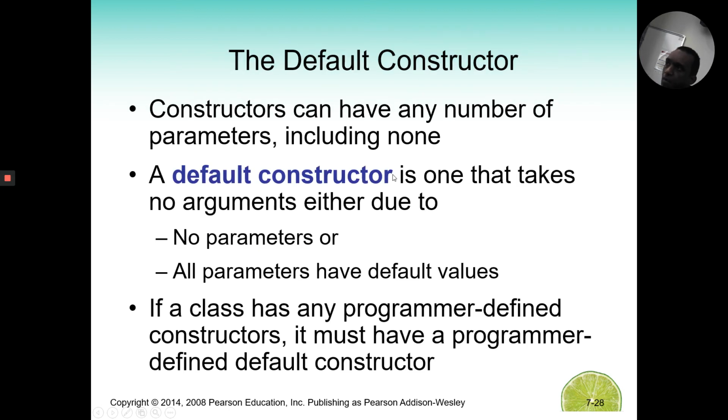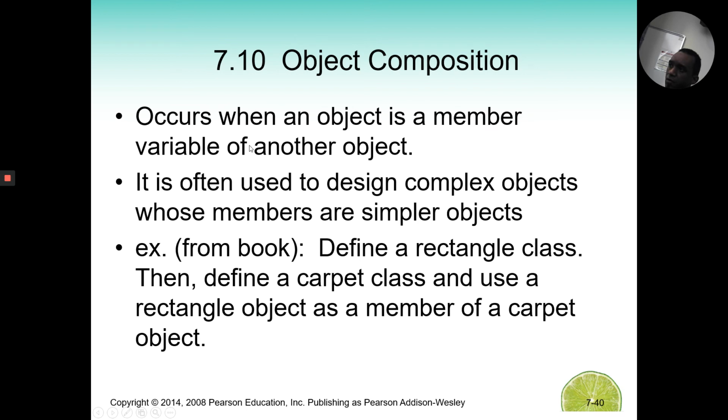You have what's called the default constructor. It can have any number of parameters, including none. A default constructor is one that takes no arguments, either due to no parameters, or all parameters having default values. Object composition occurs when an object is a member variable of another object. It's often used to design complex objects whose members are simpler objects. Even think about it in terms of math, how compositions work. Define a rectangle class, then define a carpet class, and use a rectangle object as a member of the carpet object. Remember, you say f of g of x, so you have this function inside another function.